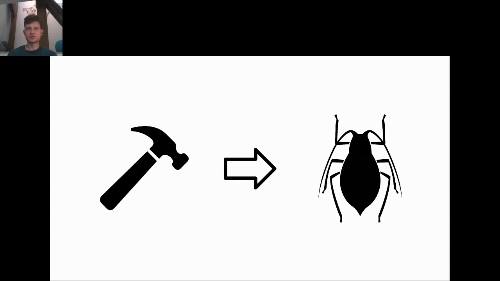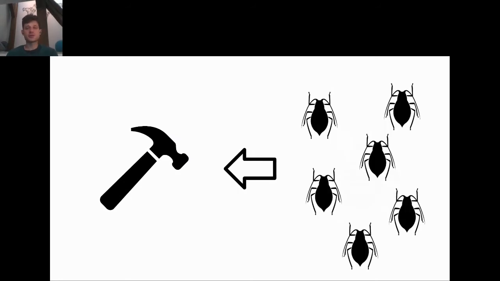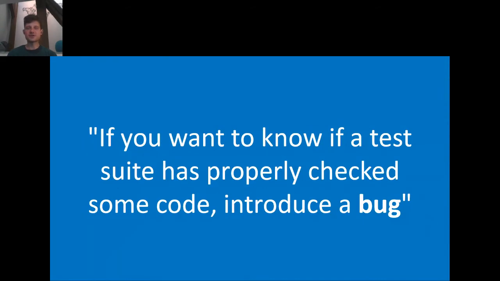Think about it for a moment. If you are sure that there are no bugs in the code, there's no reason to write tests. So your test is only as good as it is at detecting bugs in the code. So we could reverse this strategy and start introducing artificial bugs and check if our tests fail on them. That is exactly what Richard Lipton suggested in his paper called Fault Diagnosis of Computer Programs. He wrote something like this: if you want to know if a test suite has properly checked some code, introduce a bug.